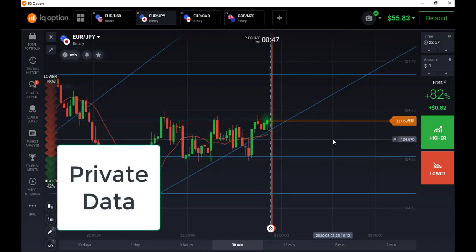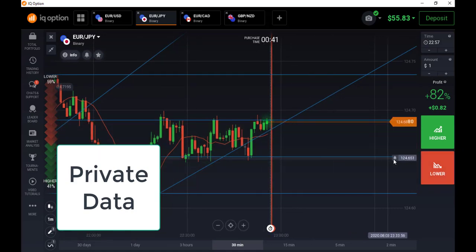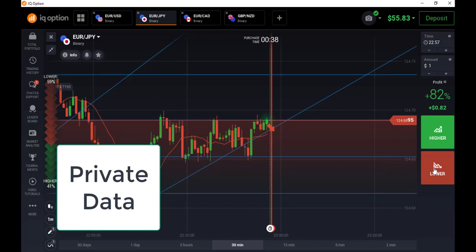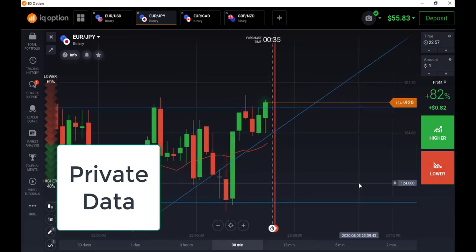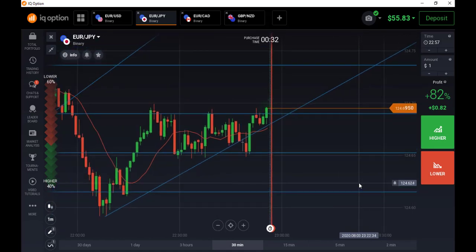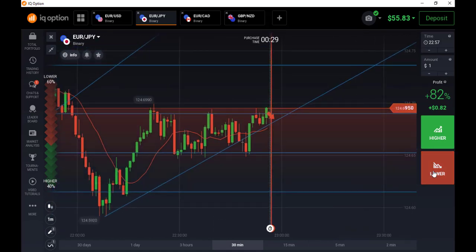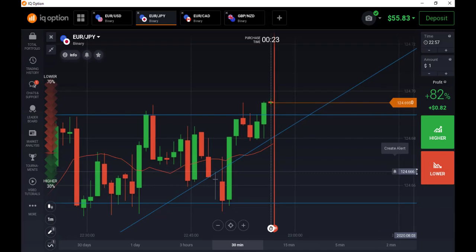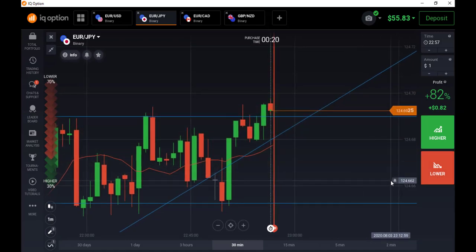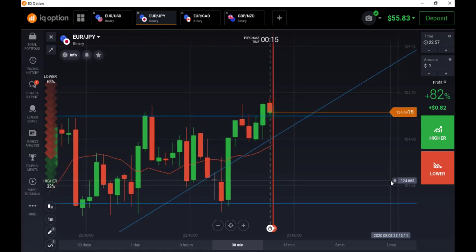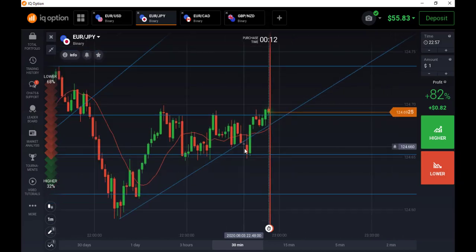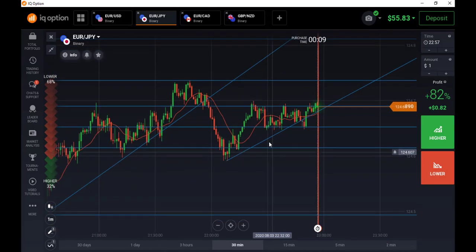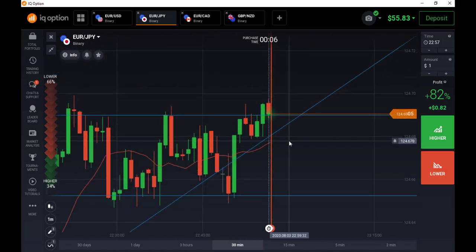I think we can try here, and yes, here. It should go down. It should go down. But I was late. No, no, no, now it's too late. We cannot trade in this pair either, but this pair, Euro JPY, is quite good.